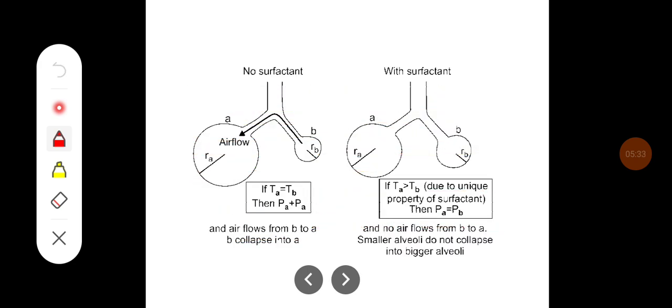This diagram shows that with no surfactant, when the radius of one alveolus decreases, there is an increase in the pressure, and the air tends to move into the other alveoli, making the other alveoli distended. But with the surfactant, though there is a reduction in the radius, the pressure does not rise as much, and thus the air will not move into the other alveoli as rapidly as it does with no surfactant.